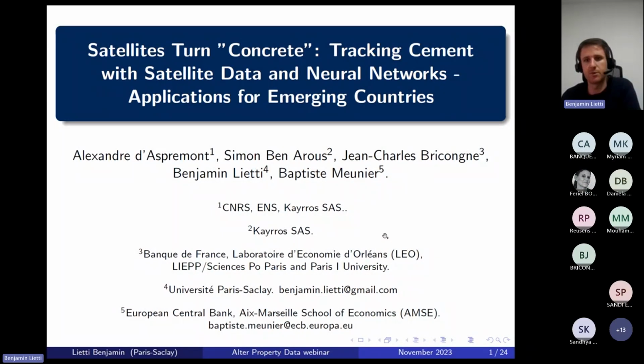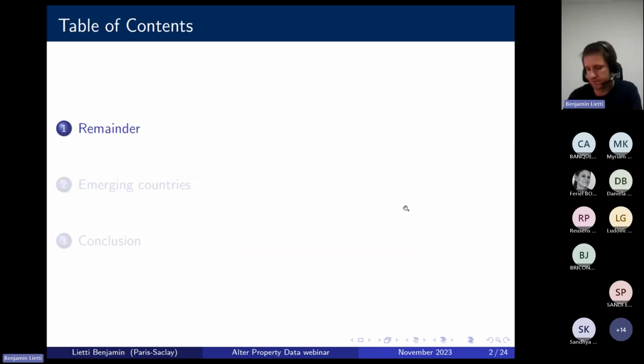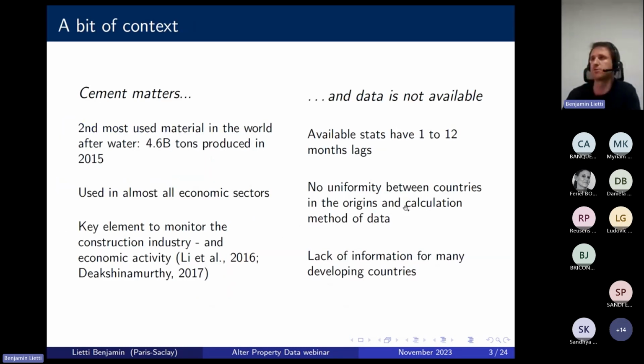We developed a new methodology to monitor cement production, and so economic activity more broadly, in this paper. And not only in advanced economies, but we can do so for any country, at least when they have some cement plants. So today I'm going to present some new results on cement production in emerging and developing countries. So let's maybe start with a quick reminder of what we've done.